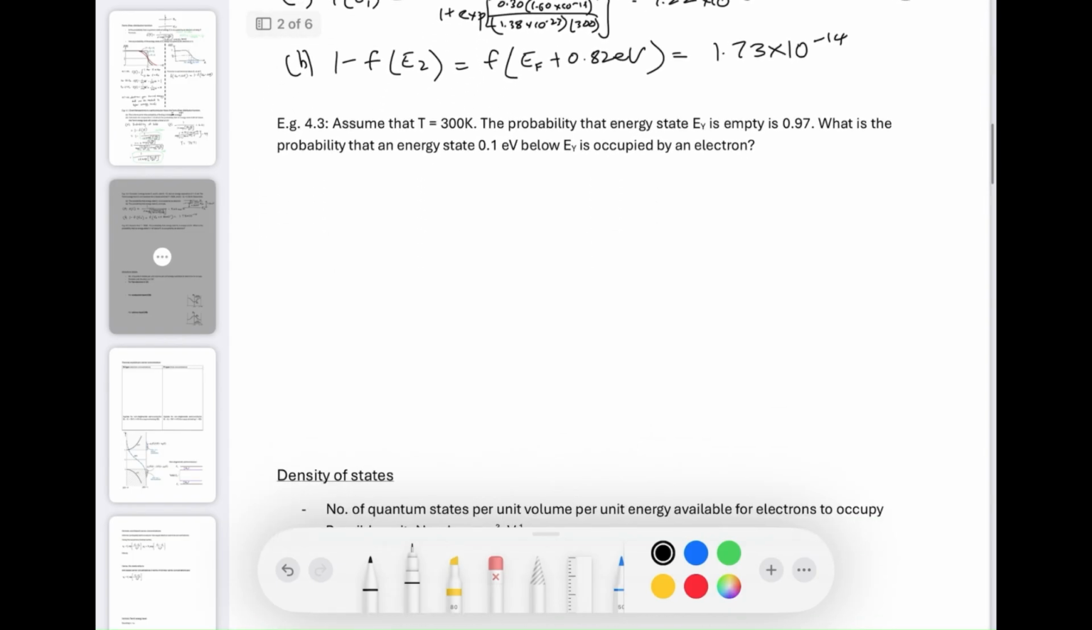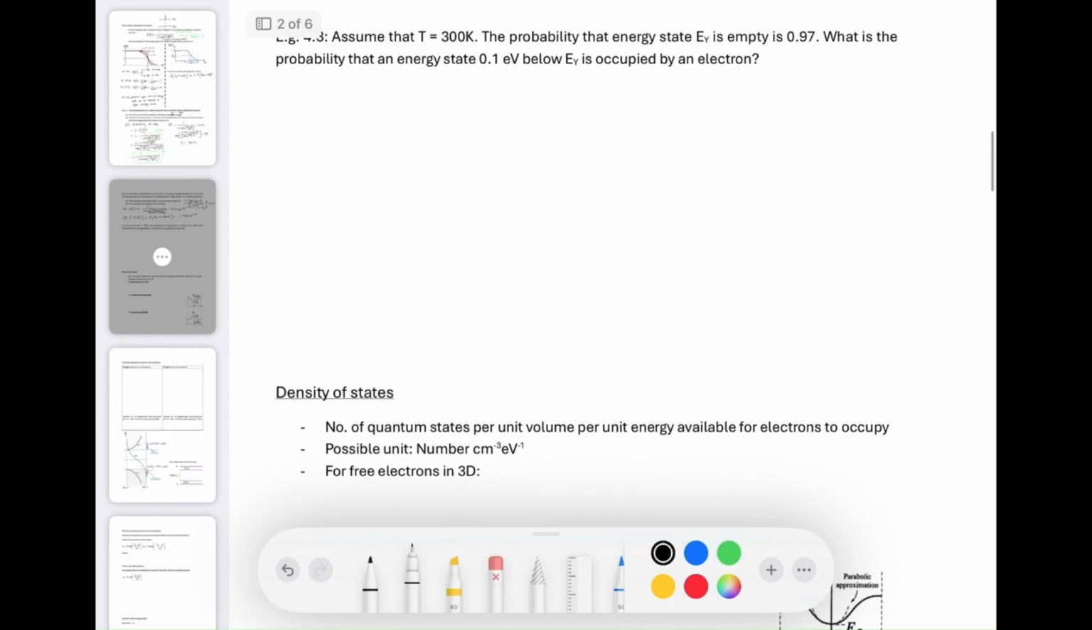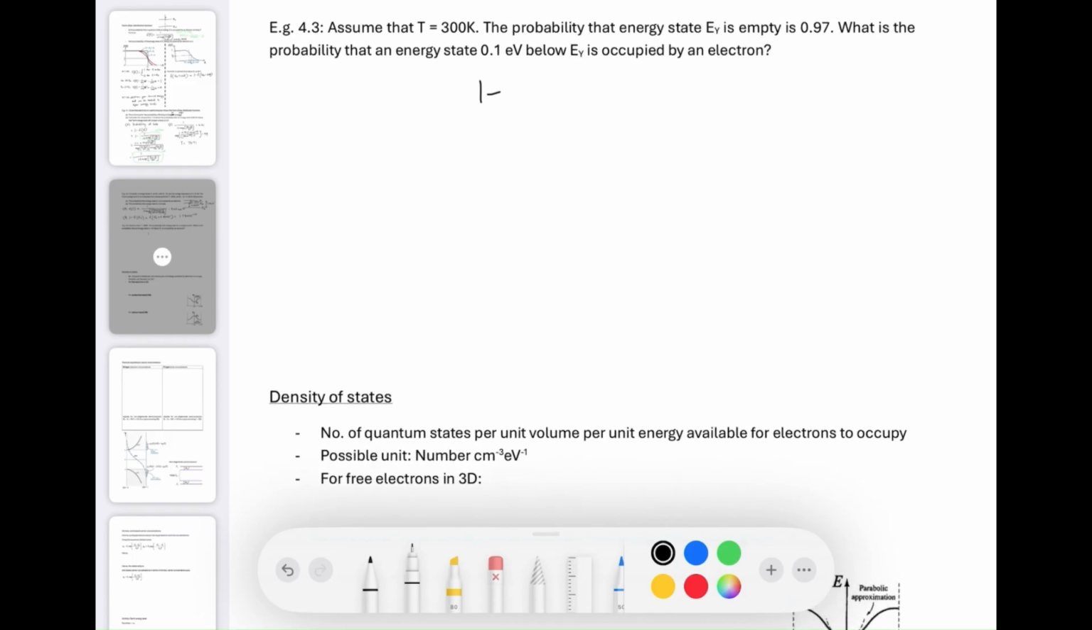Okay, and let's try one last example before we go into carrier concentrations. So assume that T is equal to 300 Kelvin, the probability that an energy state EY is empty is 0.97. What is the probability that an energy state 0.1 electron volt below EY is occupied by an electron? So again, 1 minus F of EY, because the probability that it is empty is 0.97. So let's use the formula we have obtained from example 4.1, which is this.